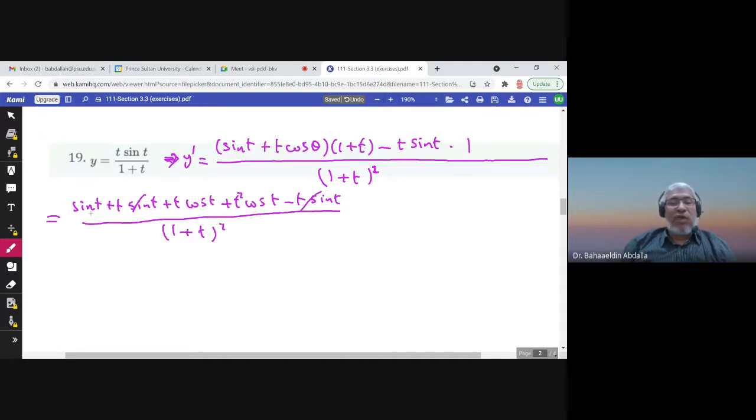And what do we have? Sine t plus t cosine t plus t square cosine t. So there is no common factor between them. So that would be the final answer. Sine t plus t cosine t plus t square cosine t over 1 plus t to the power 2.